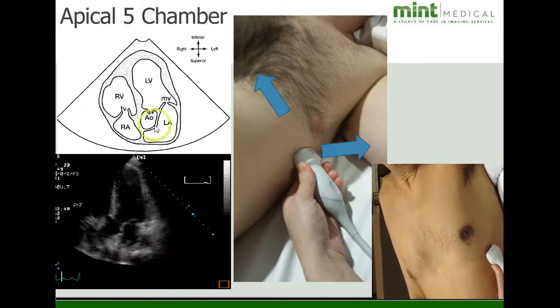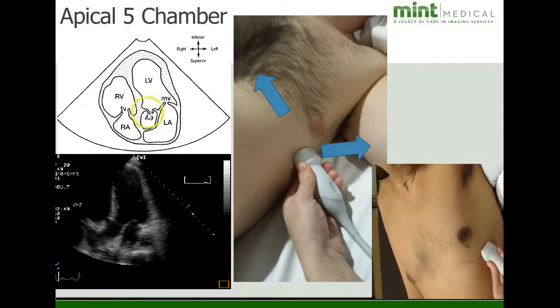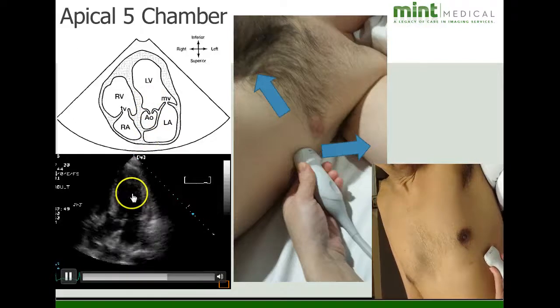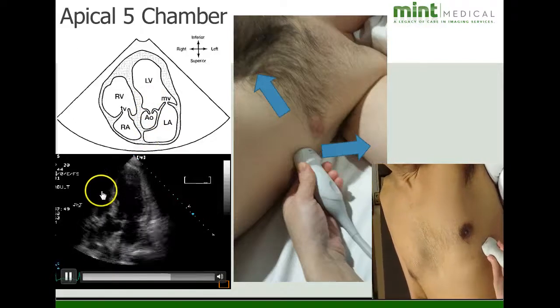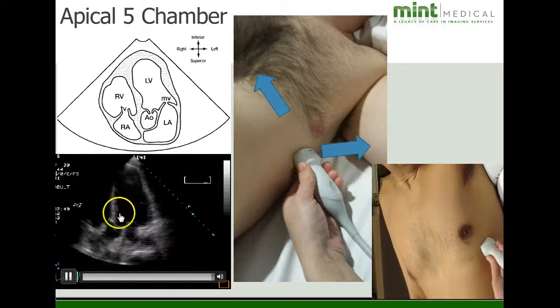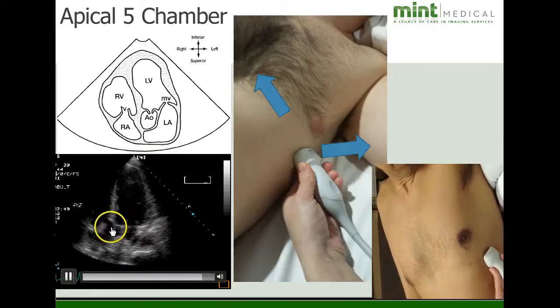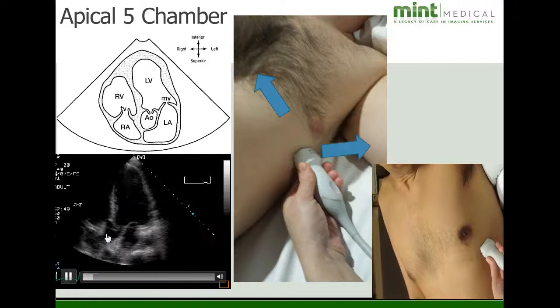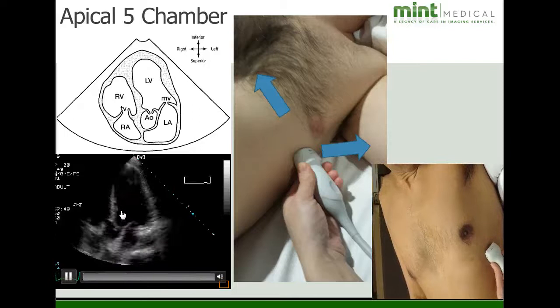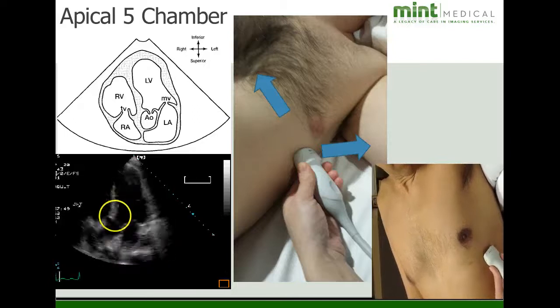And what happens is in this view, you will get the left ventricular outflow tract and the aorta in your picture. So once again, left ventricle, right atrium, left atrium, mitral, now left ventricular outflow tract and aortic valve, and a portion of the ascending aorta is seen. This is a great view to obviously do color flow and pulse and continuous wave Doppler of the aortic valve.